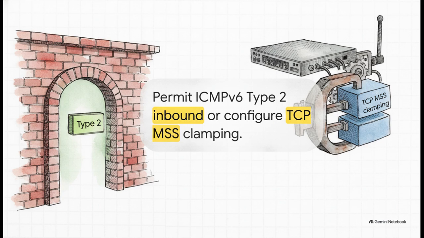Fortunately, once you actually spot the symptom, the fix is immediate and highly actionable. Your primary option is to just permit ICMPv6 Type 2 inbound on all the firewalls in the path. But if you don't actually control the firewalls, your alternative is to configure TCP MSS clamping on your router interfaces to force smaller packets right from the start. Implement either of those, and you'll get those large SSH sessions and file transfers unstuck right away.